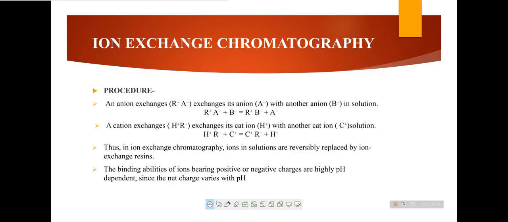Cation exchange is used when the molecule of interest is positively charged, and anion exchange is used when the molecule of interest is negatively charged.